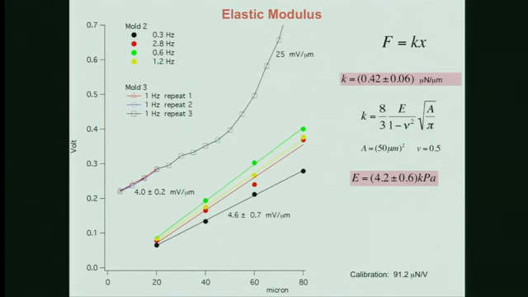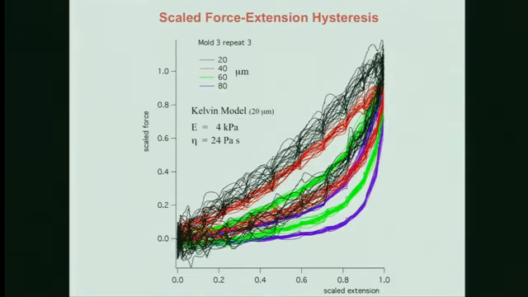Now, I plot the scaled force versus the scaled extension. What I show you is data for 20, 40, 60, and 80 micrometer deep punches. The black one is the one with small indentation. The blue one is the one with big indentation. I scaled the extension, this 20, 40, 60, 80, all to 1, and the corresponding force to 1 as well. So you can see that for small indentations, you're linear. And of course, you have a viscous component.